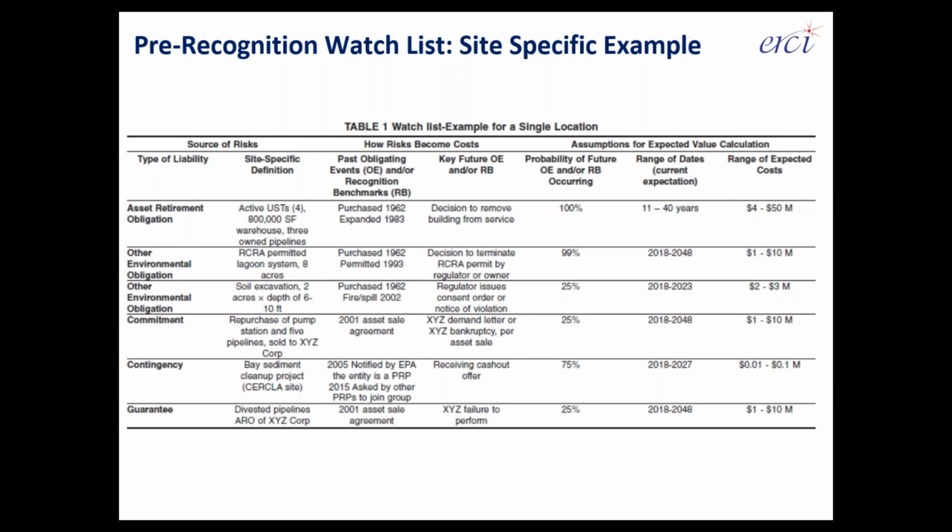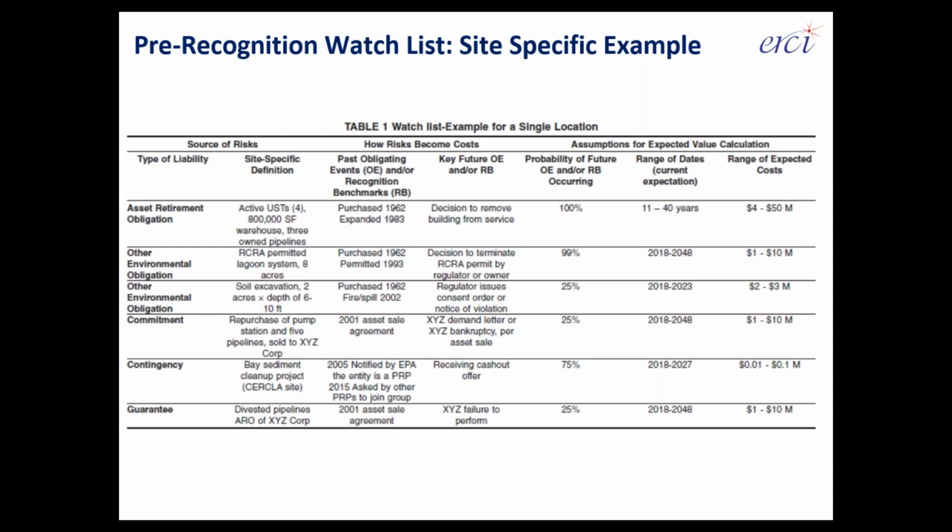The next 2 columns we think are pretty pivotal to knowledge retention, which is documenting the past obligating events and past recognition benchmarks. In other words, is a liability probable and is it reasonably estimable? Those are the rough tests. We have, I think, roughly a dozen examples of obligating events and recognition benchmarks to work with. And then the 4th column, moving left to right, is a key future obligating event and or recognition benchmark. We think filling out these first 4 columns, left to right, helps enormously with institutional knowledge management and revisiting the status of a given environmental liability over time.